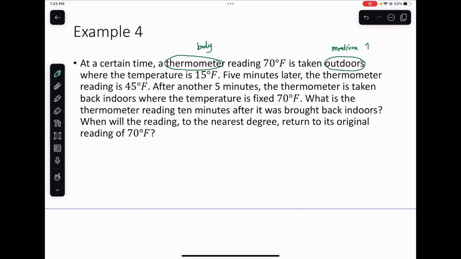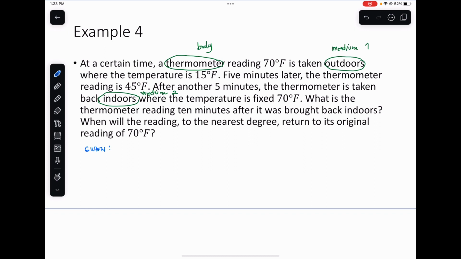Five minutes later, the thermometer reading is 45 degrees Fahrenheit. After another 5 minutes, the thermometer is taken back indoors. So this time it is taken back indoors, which corresponds to our medium number 2. So we have two mediums involved here. Therefore, we have to write our given according to the medium.